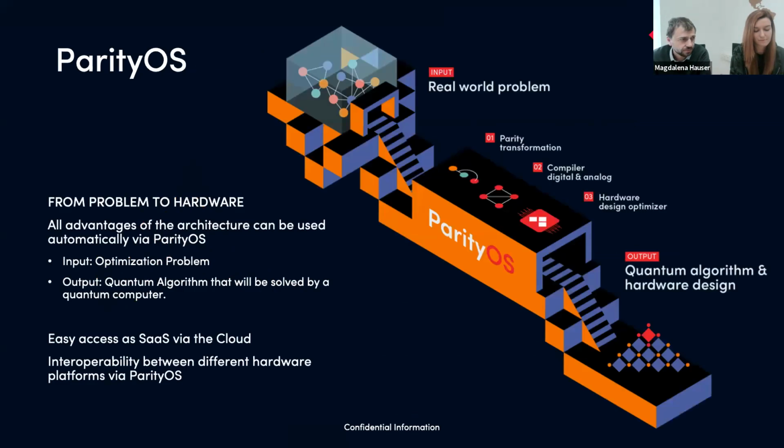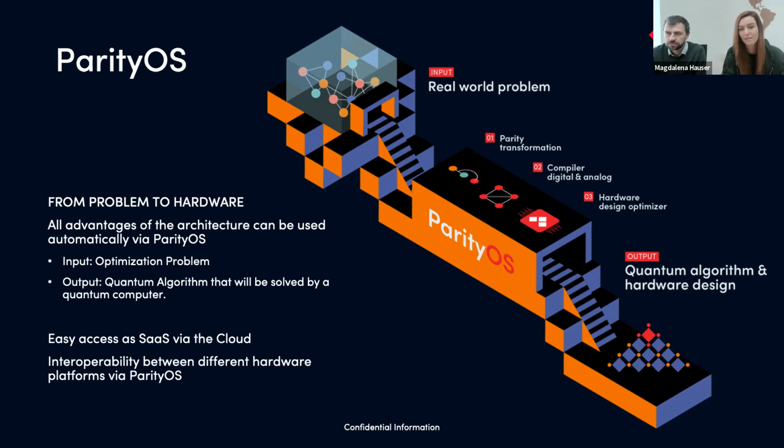And ParityOS is the operating system which uses it then. And I think Magdalena would tell us a few words about it. Yes. So everything we do is really complex. So in order to operate a quantum computer, you need a lot of knowledge on how to do this. So actually sending a problem to a quantum computer takes a lot of operations in between. And what we did with ParityOS was make this whole process as simple as possible for everybody to solve an optimization problem, for example, on a quantum computer.